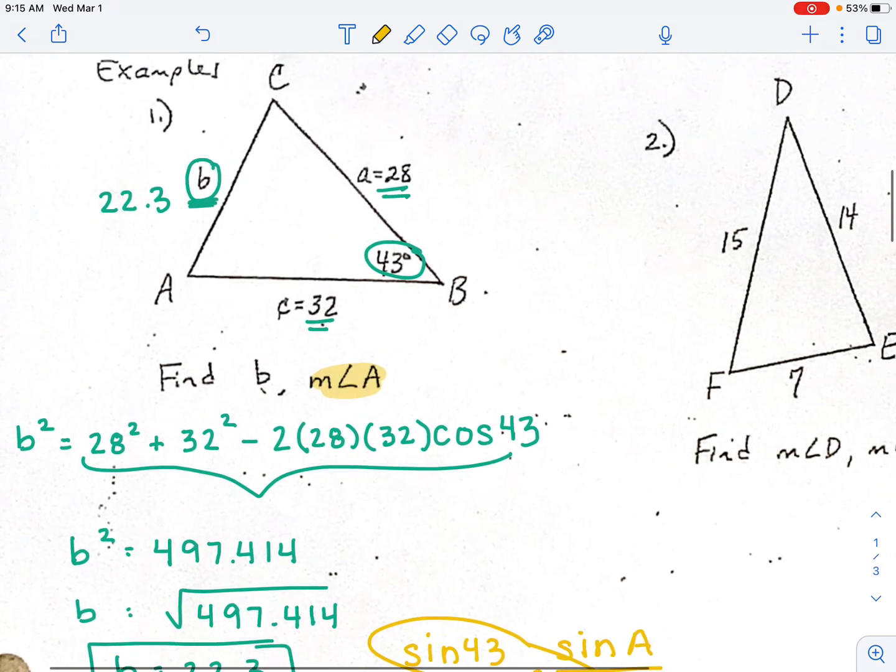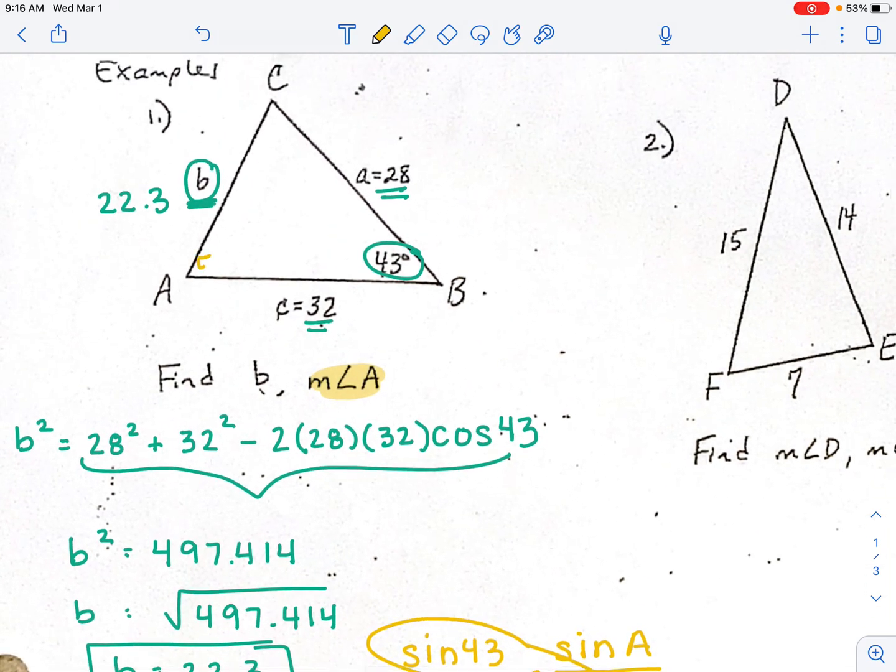So like I said, we use the law of cosines once and then follow it with the law of sines to find anything else. Once we have A, we could quickly find C by just doing 180 minus the two angles they've given us. So that's one example. That's when we're starting off with side, angle, side here.